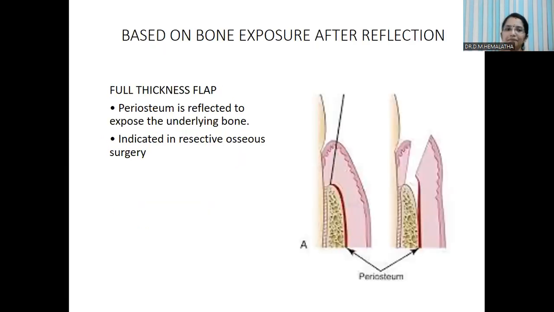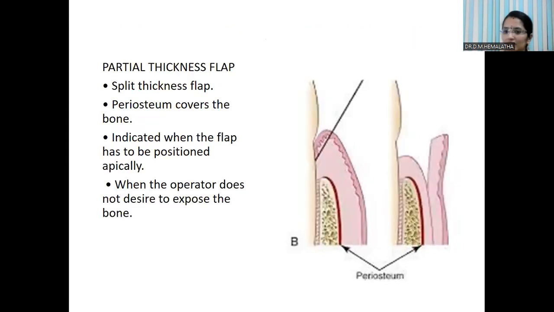So coming on to the classification based on the bone exposure, it is a full thickness flap. As you can see in this picture, after incision and during the elevation, the entire full thickness of the gingiva is elevated along with the periosteum and the bone is exposed. So the periosteum is reflected to expose the underlying bone in a full thickness flap, and it is most commonly indicated in the resective osseous surgical procedures.